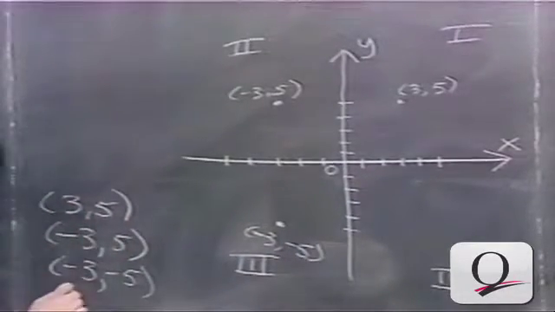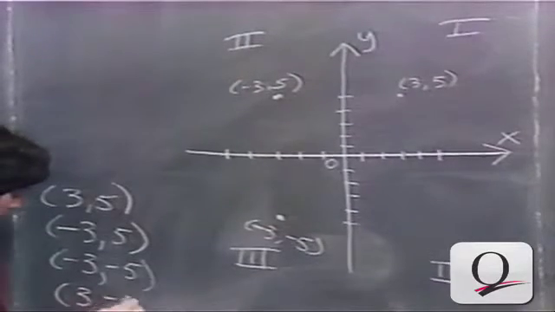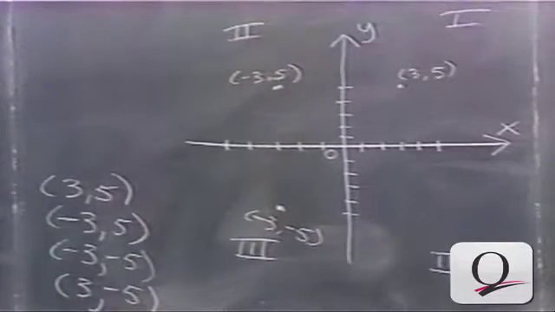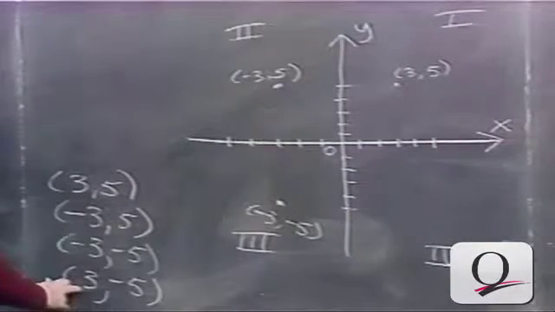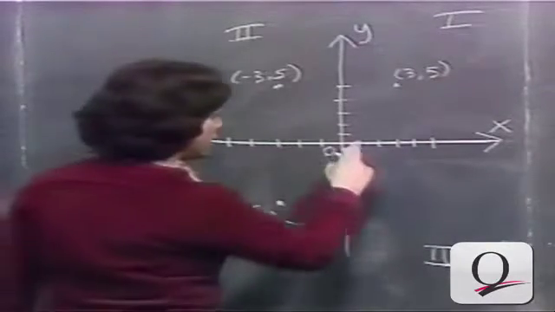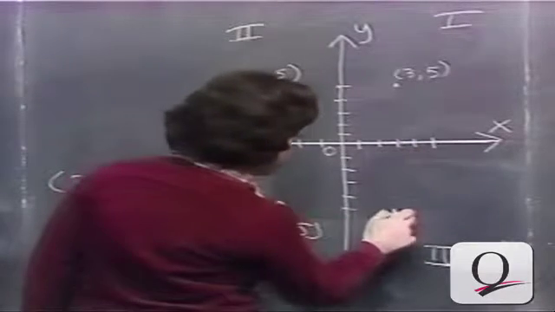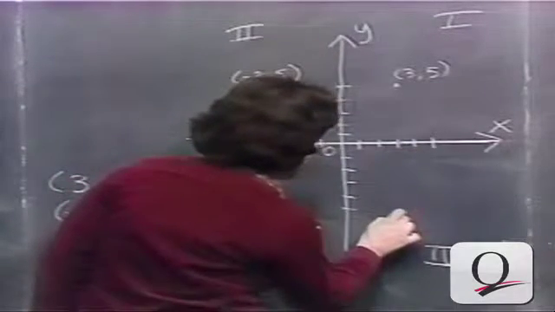And let's also look at the point 3, -5. He will move to the right 3 units and then down 5 units. To the right 3 units and then down 5 units over here.